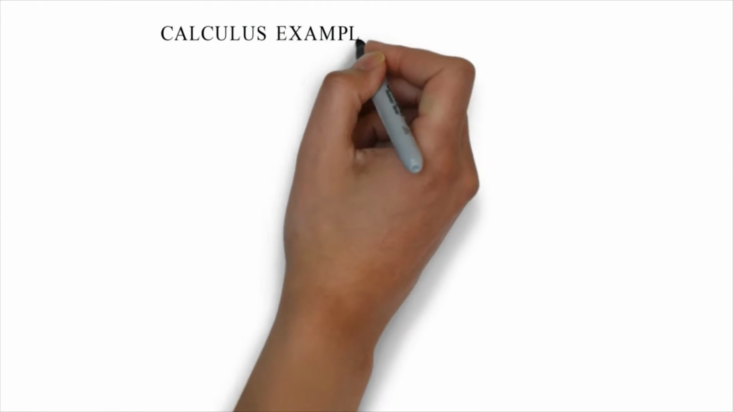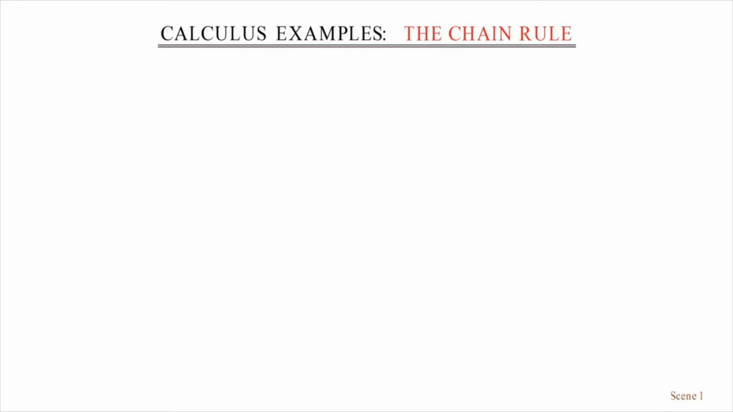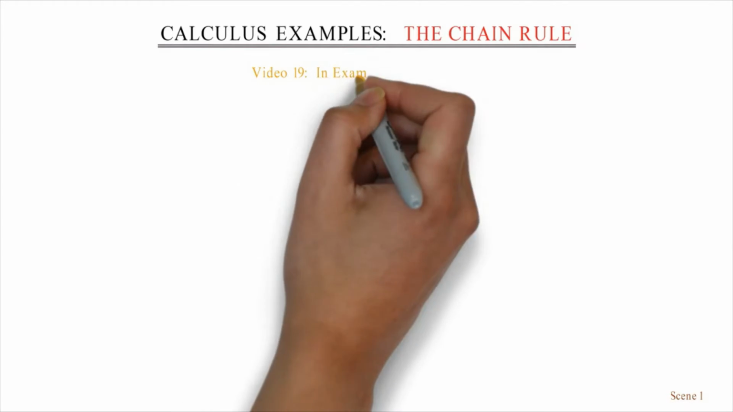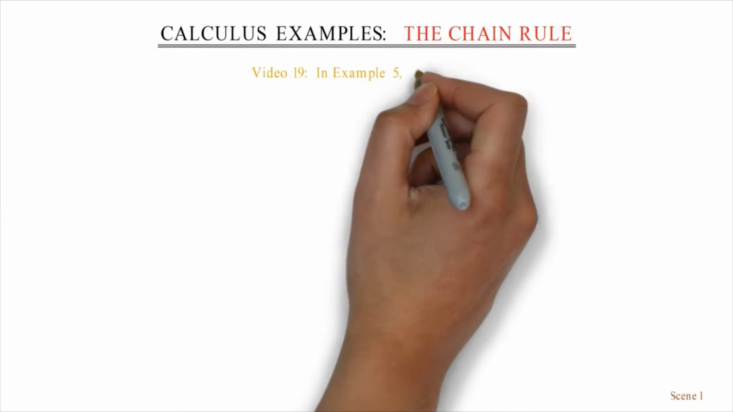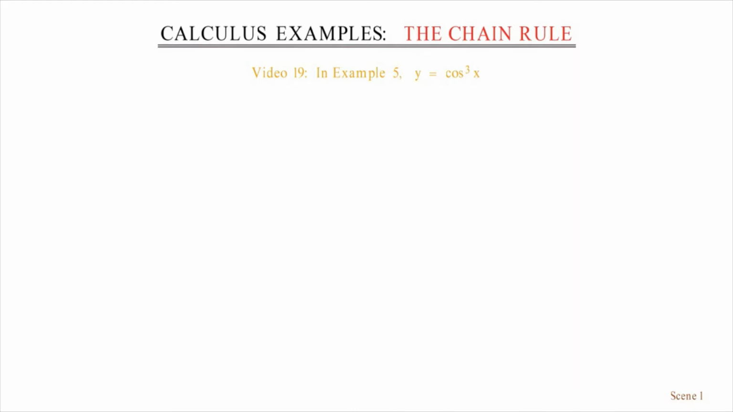Calculus examples, the chain rule. This is video 19. In example 5, y equals cos cubed x.